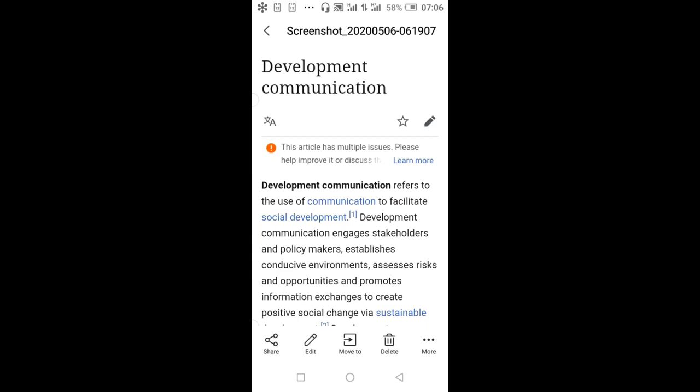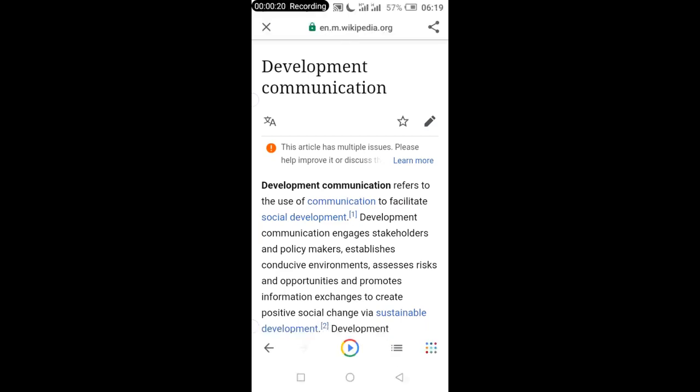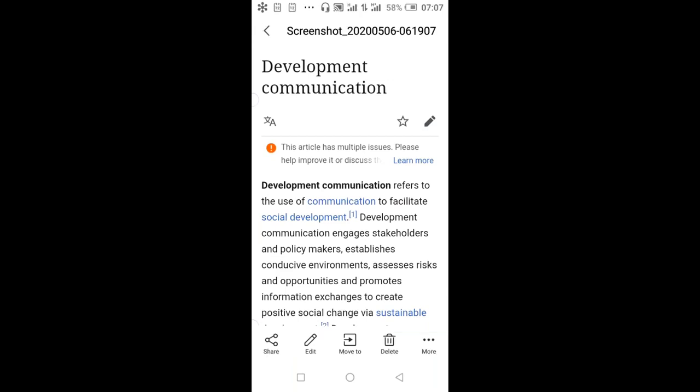And so, in any environment where there's free flow of information, people are able to discuss, people are able to negotiate, people are aware of their environment, of what is happening, people are aware of governance. It makes development easy. Now, we said development communication refers to the use of communication to facilitate social development. Development communication engages stakeholders and policymakers, establishes a conducive environment, assesses risk and opportunity, and promotes information exchange to create positive social change.